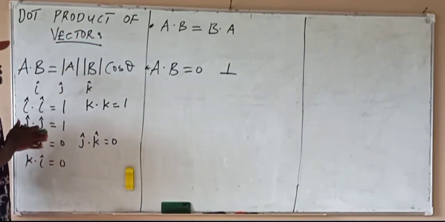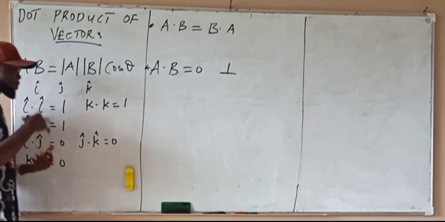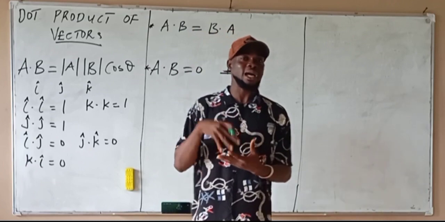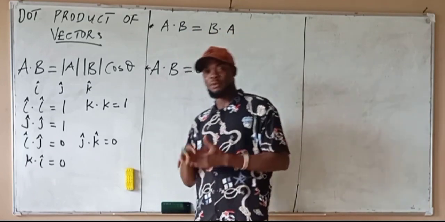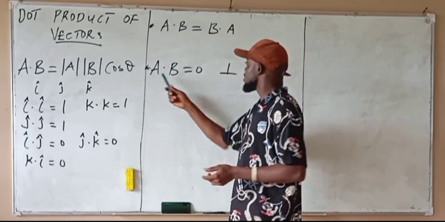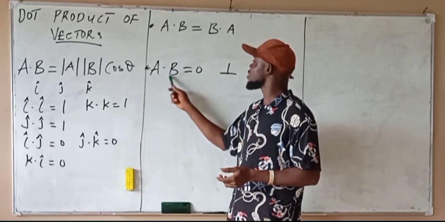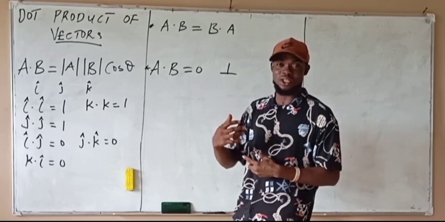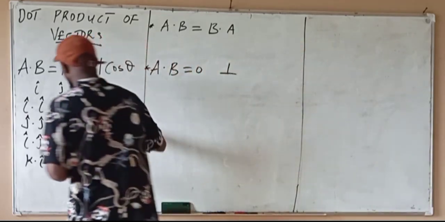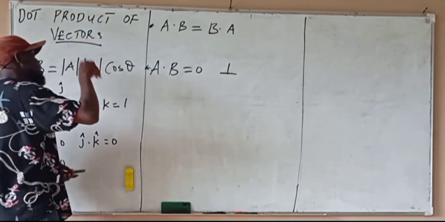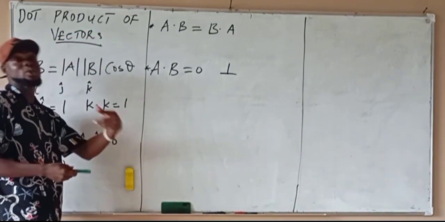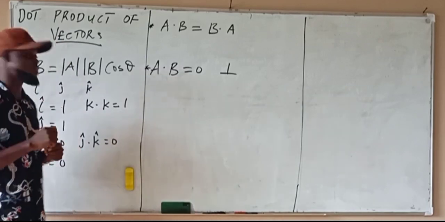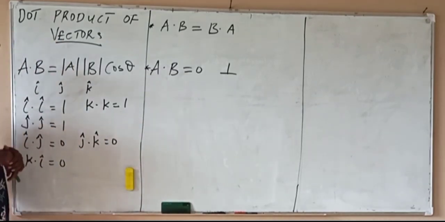So one of the applications is that we use the scalar product to check if two vectors are perpendicular. This is one of the properties of the scalar product: A dot B will be 0 if A and B are perpendicular. We use this dot product to check if two vectors are perpendicular, and when two vectors are perpendicular, their scalar product will be 0. Take note of that one. Very important.